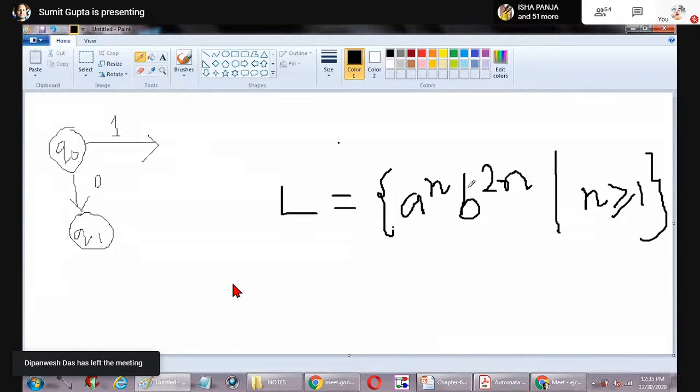A to the power N, B to the power 2N, such that N greater than or equal to 1. So we have to design the PDA. While designing, we have to specify the 7 formal tuple structures. Okay. So what do we see over here? What do we see as per the question?